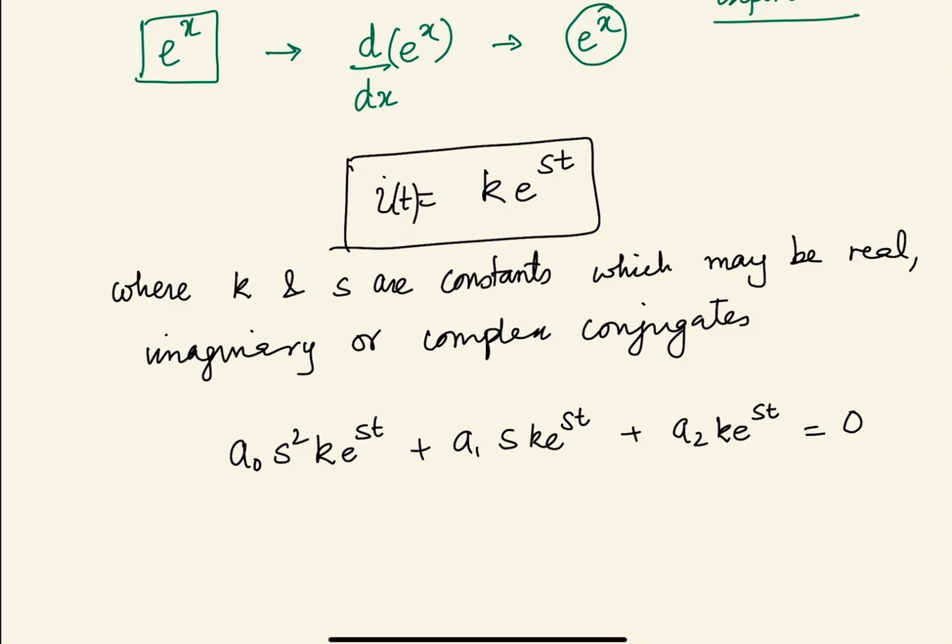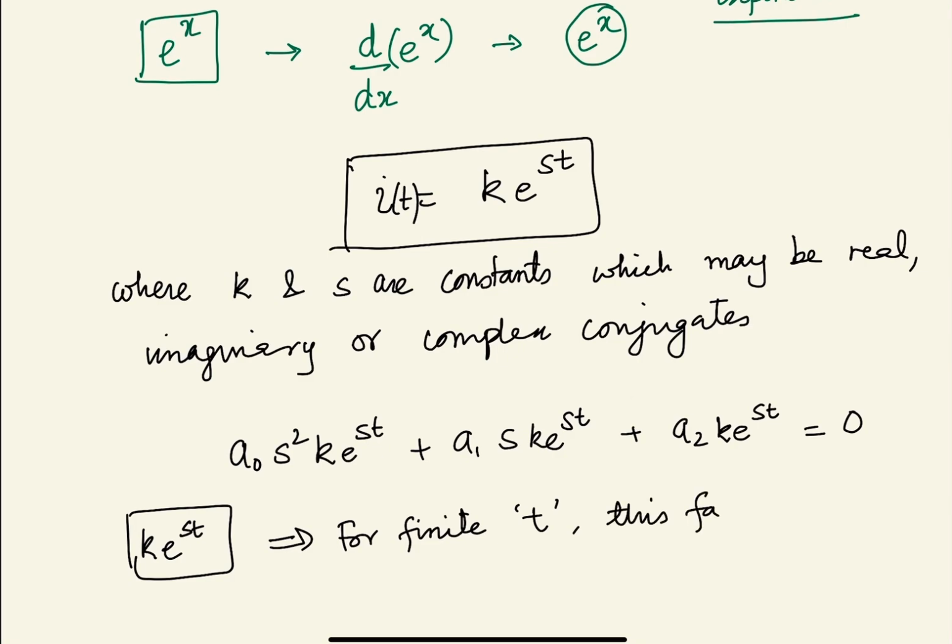Now if you take out the factor k e to the power st, take a look at this factor. The special thing about it is that it is never zero for finite time. K e to the power st is non-zero.